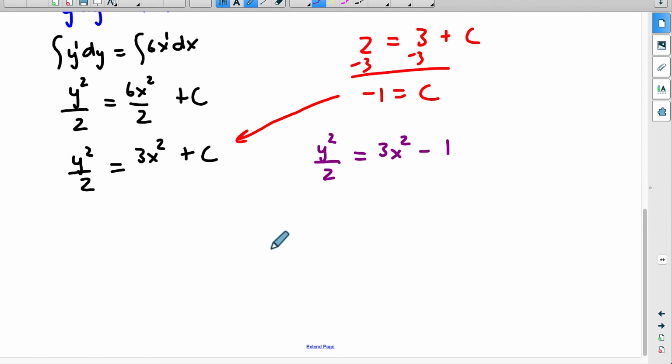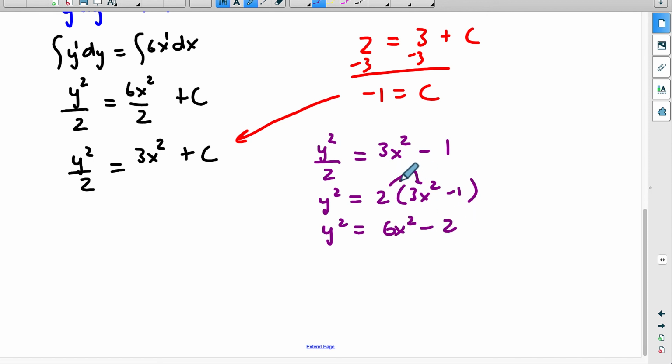Great. Last thing we have to do, we've got to isolate the y, get the y all by itself. So why don't we multiply by 2 on the right hand side, move this 2 over. So y squared equals 2 times all of this. You could just keep it like that, but I'm going to expand it through. So 6x squared minus 2, right, the distributive property. And now we have to do the opposite of squaring, which is square root. And remember, when you're solving equations, you have to put plus minus. So plus minus the square root of 6x squared minus 2.